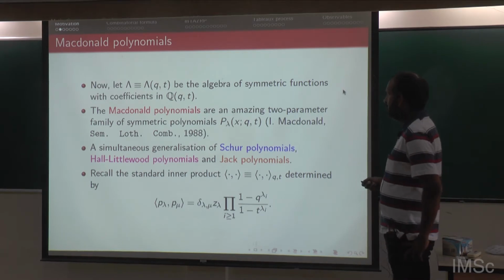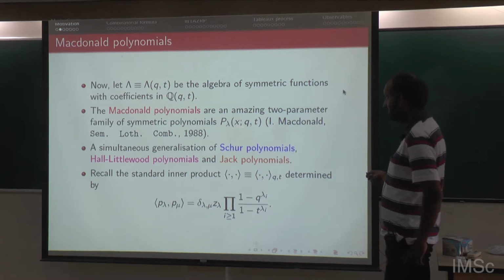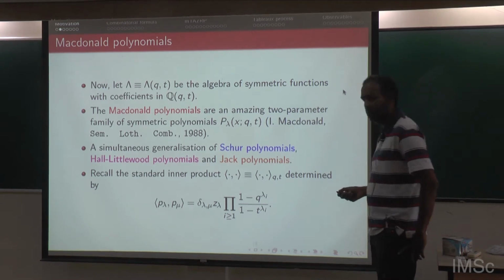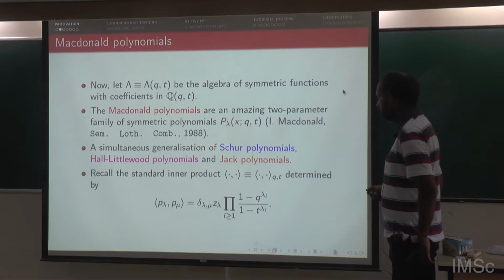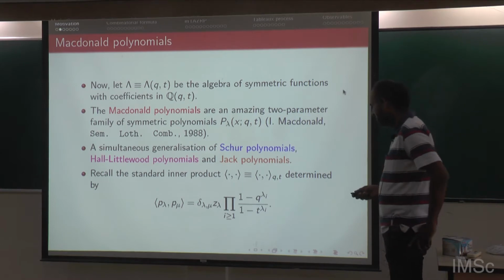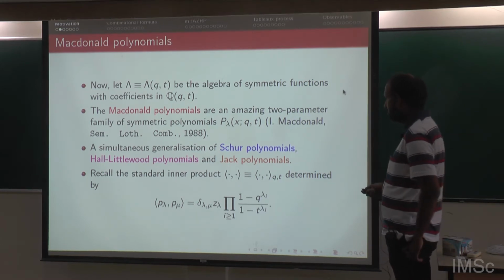Now, if we generalize to allow coefficients to be rational functions of q and t, where q and t are two extra parameters, then Ian Macdonald came up with this amazing two-parameter family of symmetric polynomials, now called the Macdonald polynomials. These are simultaneous generalizations of several classes of symmetric polynomials, which include the Schur polynomials, which I mentioned before, but other polynomials as well, such as the Hall-Littlewood polynomials and the Jack polynomials. If you don't know about these, you can forget about it. It's just to give you some context.